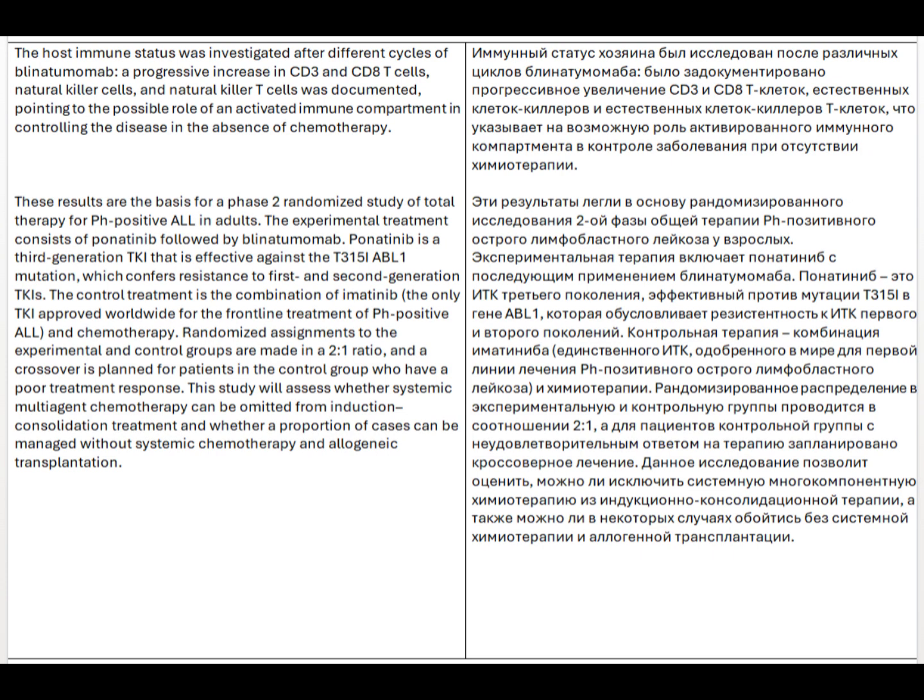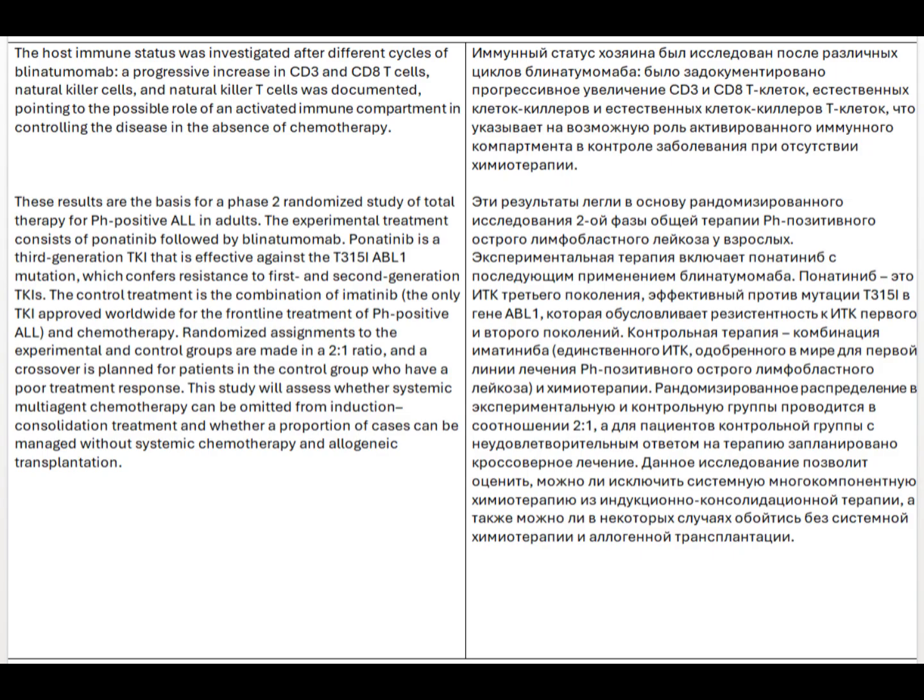These results are the basis for a Phase 2 randomized study of total therapy for Ph-positive ALL in adults. The experimental treatment consists of ponatinib followed by blinatumomab. Ponatinib is a third-generation TKI that is effective against the T315I-ABL1 mutation, which confers resistance to first- and second-generation TKIs.